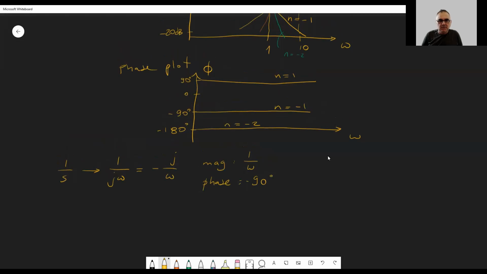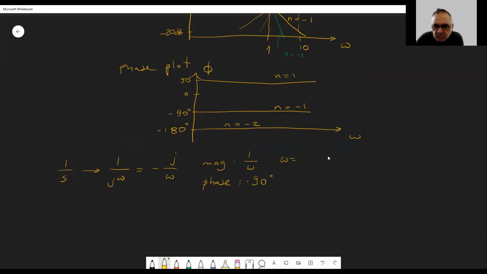Okay, so let's give you the example of 1 over s. So it is 1 over j omega, which can be converted to minus j over omega. Now the magnitude of this thing will be 1 over omega, right? J, well, j has no magnitude. It is just in the complex plane, it's just 1 over omega pointing downwards. And its phase is 90 degrees.